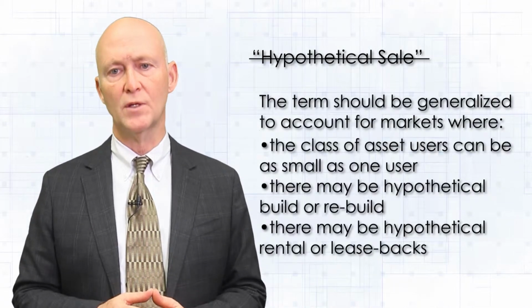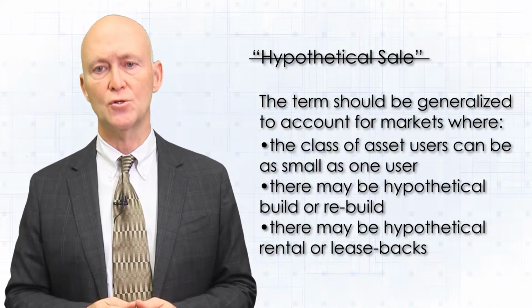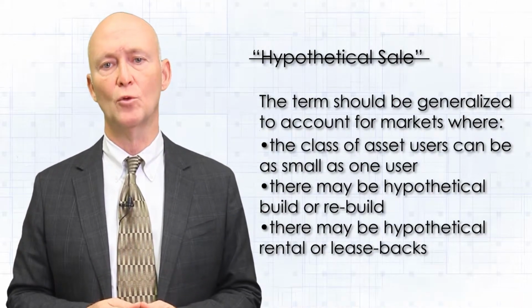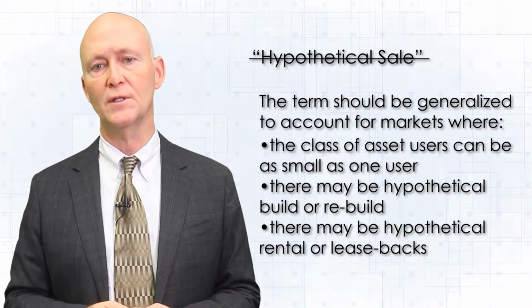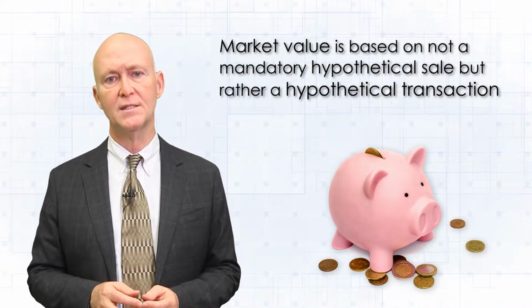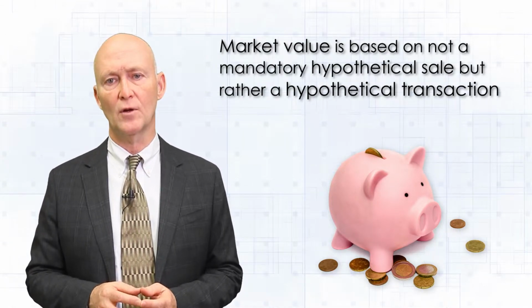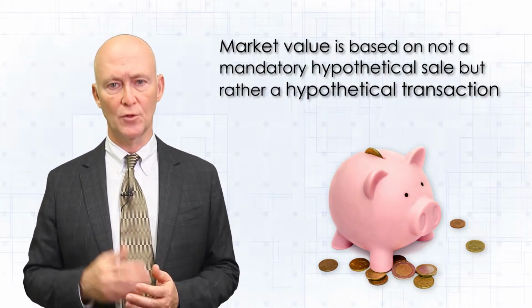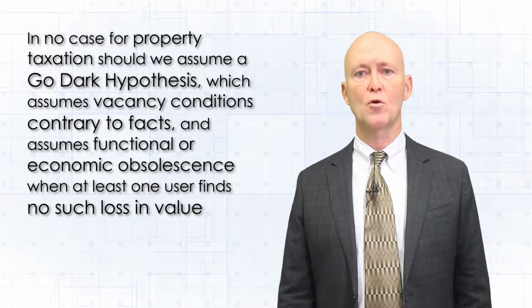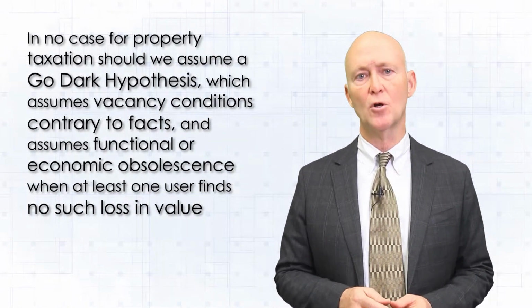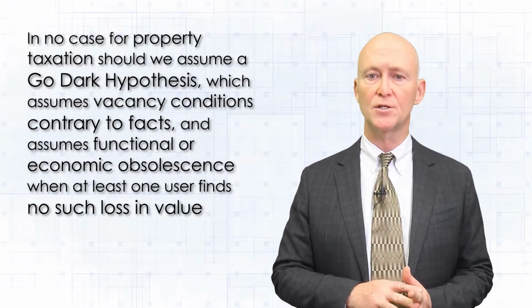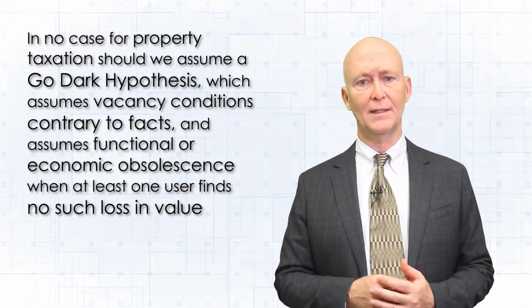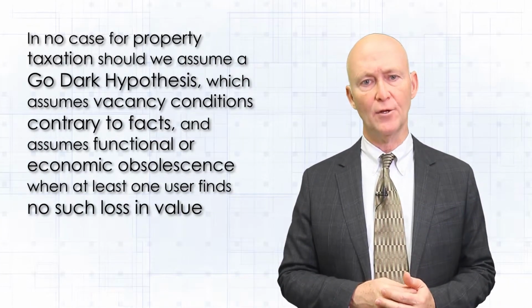It should be generalized to account for markets where the class of asset users can be as small as one user and where there may be hypothetical build or rebuild or hypothetical rental or leasebacks. Market value is based not on a mandatory hypothetical sale, but rather a hypothetical transaction, a sale, rental, or new construction: sales approach, income approach, or cost approach. In no case for property taxation should we assume a go-dark hypothesis, which assumes vacancy conditions contrary to facts, and assumes functional or economic obsolescence when at least one user finds no such loss in value.